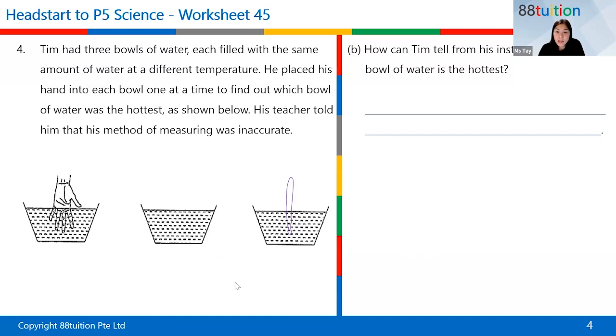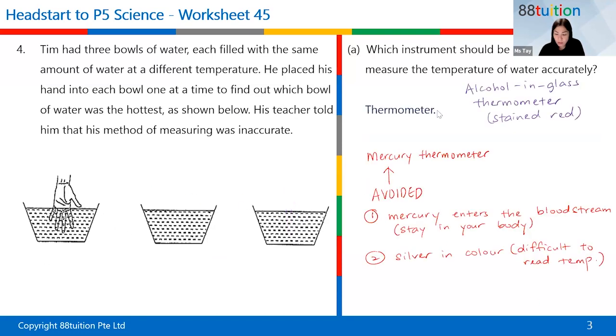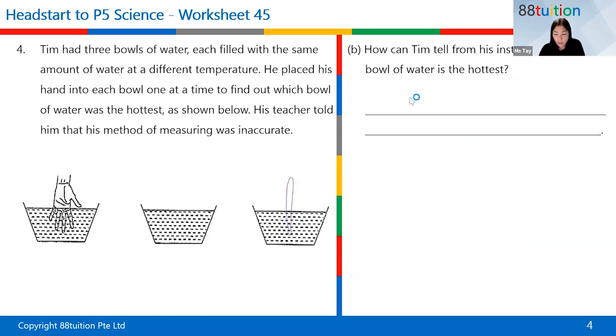Jerome, we are not using hand anymore. Just now in the question, we say we're going to put in a thermometer to measure the temperature, right? So the next part of the question asks you, how do you tell from the instrument? Instrument here will be the thermometer already, right? So this instrument is actually the thermometer that Tim is using. Okay, good, Yan Kai. So if you are using the thermometer, how do you tell which one is the hottest?